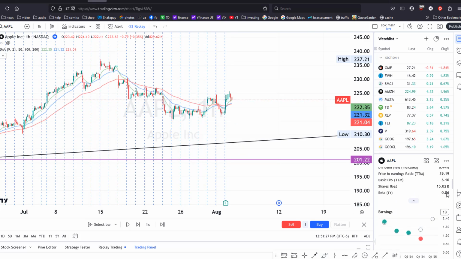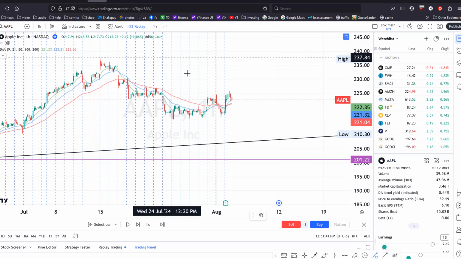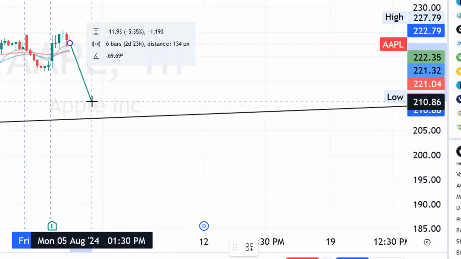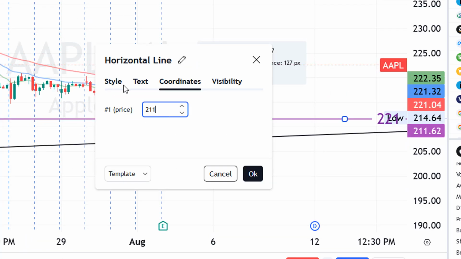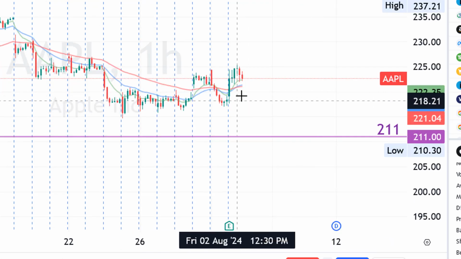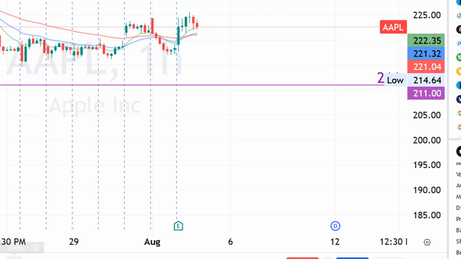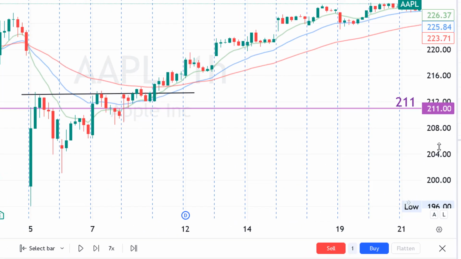Apple has a pretty low beta right now, so maybe you want to set the trailing amount at about 5%. And if you put the trade in during the middle of the day, then 5% would be around here at the 211 level. But Apple is about to release earnings after the market closes. So let's see what happens the next day. We have a big gap down. So you can obviously see the problem.